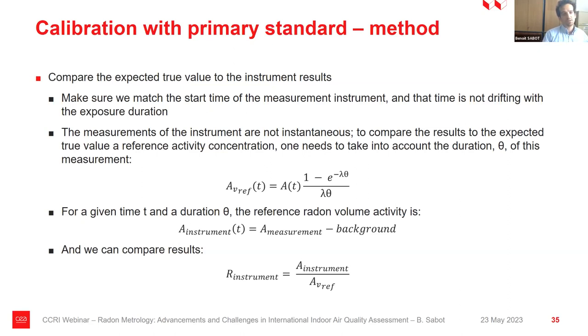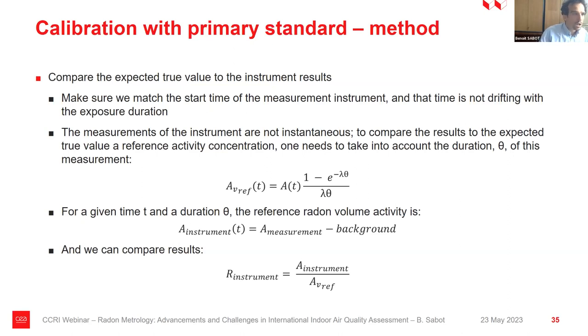And the last part to take into account is that for a given time, the reference radon volume activity is known, but the device to calibrate has some kind of background. So we need to correct the activity concentration measured by the device to calibrate for its own background. At the end, what we have is a volumic activity measured by the instrument to calibrate and the volumic activity from the standard. So we can compare both to have a ratio and give this as an indicator depending on the activity concentration.